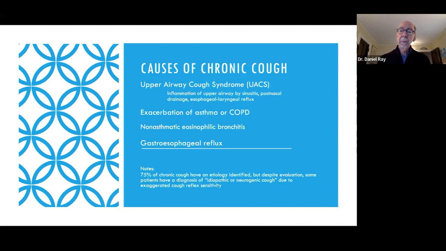Most of the time, people with chronic cough will have one of these etiologies, but then in this case, and well, the figures vary. This note said 75%. I've seen 60%, 80%. It just depends which article you read. Have a specific diagnosis or a combination of them, but then that leaves 25%, 30%, 40% that don't, and they end up with this idiopathic or neurogenic cough.